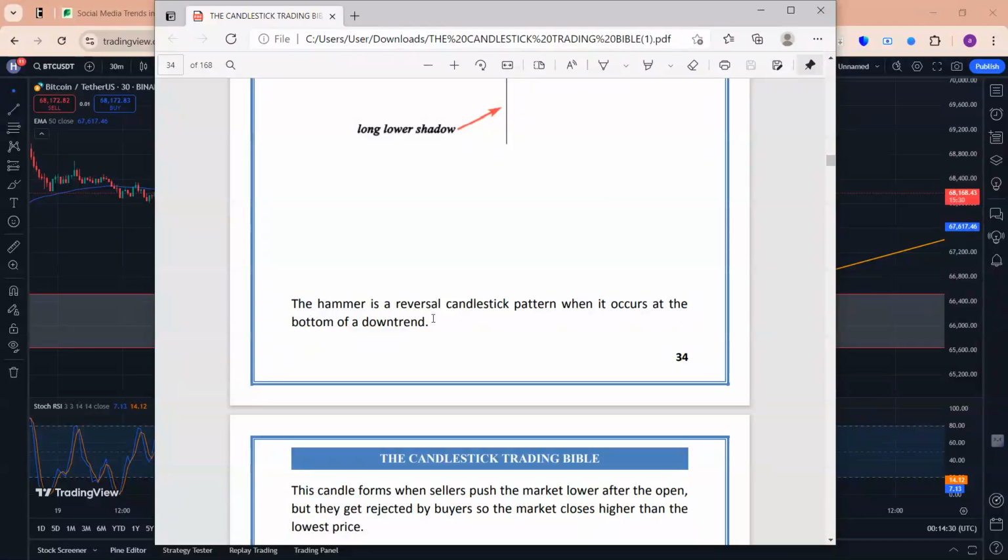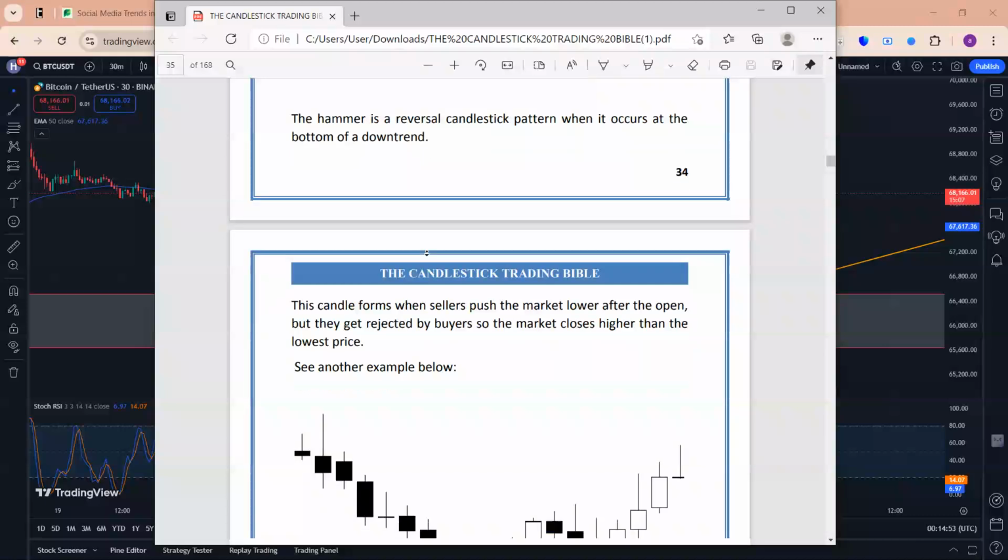The hammer is a reversal candlestick pattern when it occurs at the bottom of a downtrend, or probably let me use the words, at a key level of support or resistance. It has always been a reversal candlestick, which always happens either at a key level of support or resistance. So I believe that this time around you should understand what support is and what resistance is. All right, let's go down.